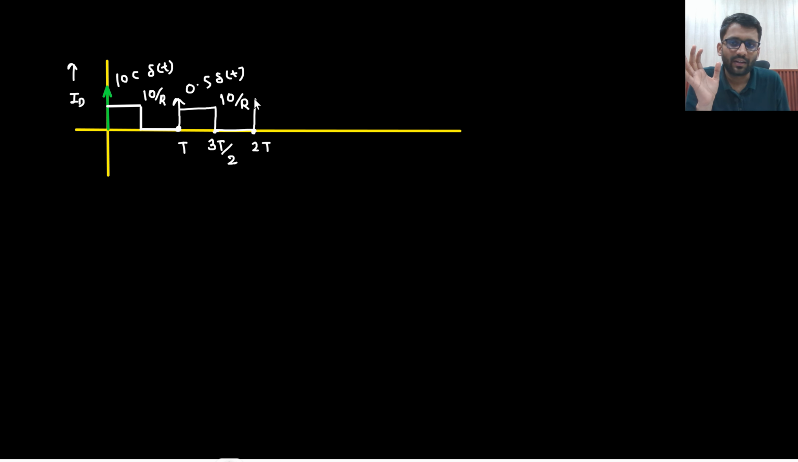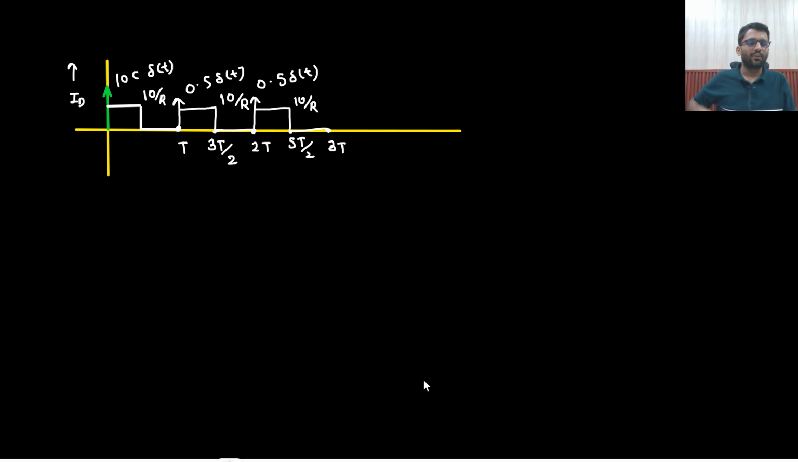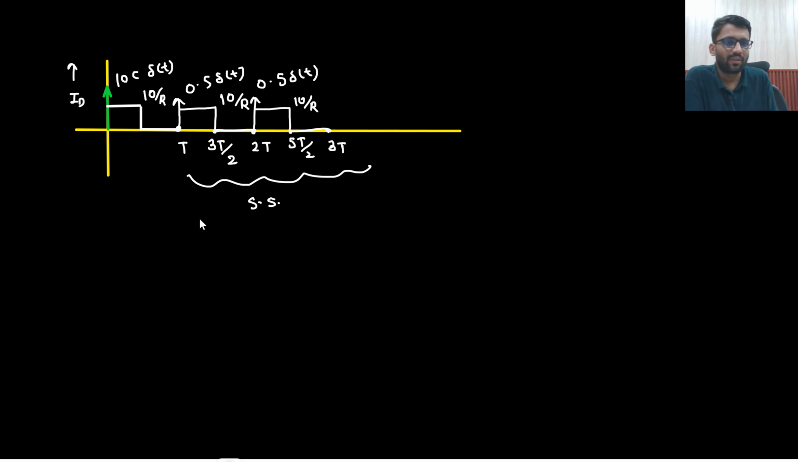After that, what will happen? Again, it will drive some current, 0.5 by delta t, because it will discharge in the same manner. Again it will develop the voltage in the same manner, and the resistor will drive the same current, 10 by R. At 5T by 2, 10 by R current it will drive. It will keep on going in this manner. Okay? Now you need to find the average current. This is not the steady state, this is the steady state. This cycle will keep on repeating.